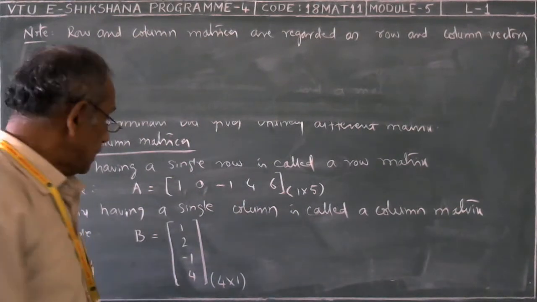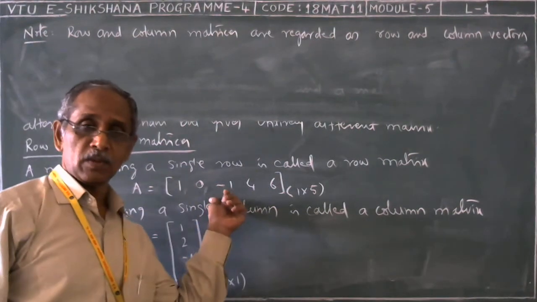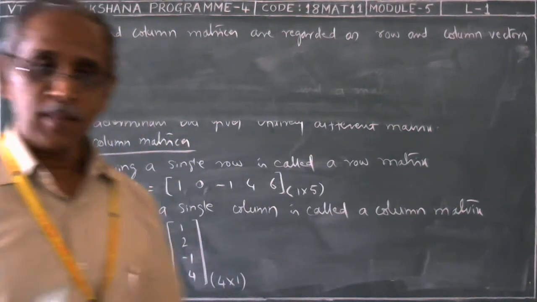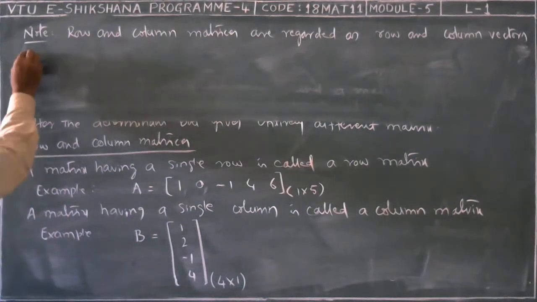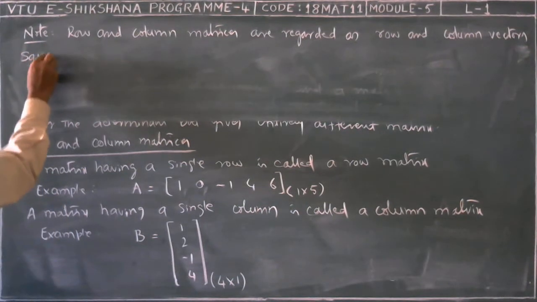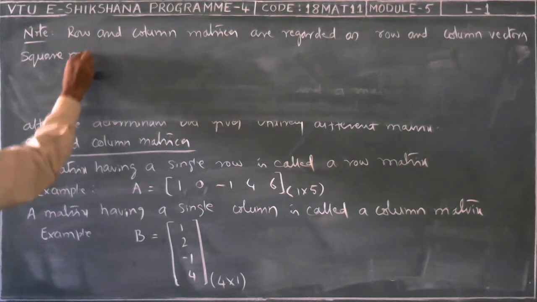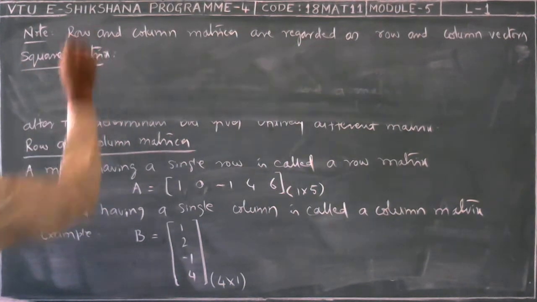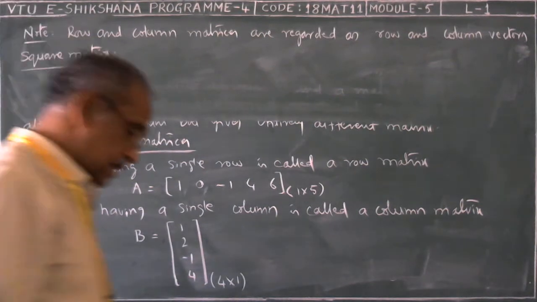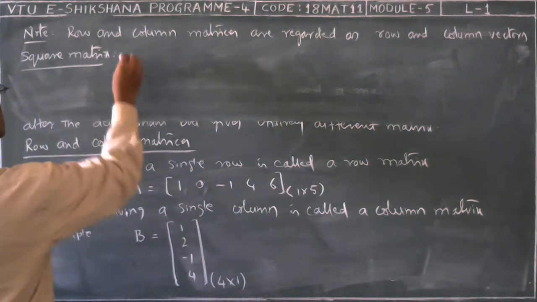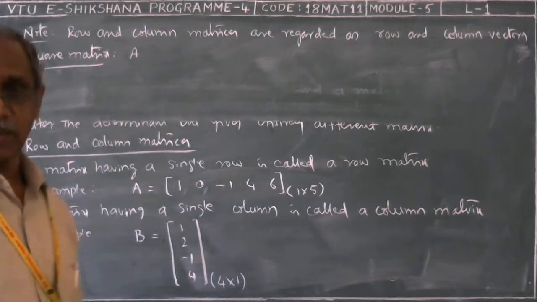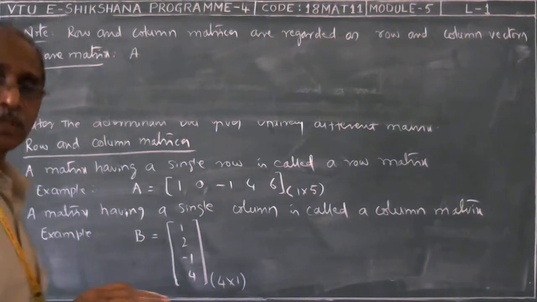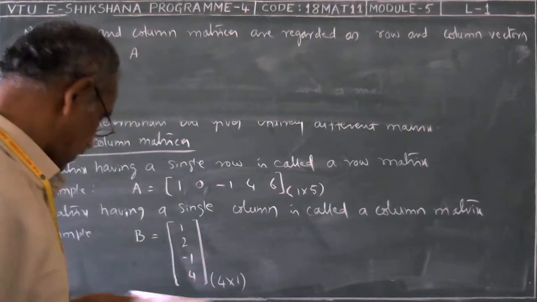If rows of a matrix is equal to columns of the same matrix, then it is called a square matrix. So let me define a square matrix. A matrix having n rows and n columns, or number of rows equal to number of columns, we say it is a square matrix.